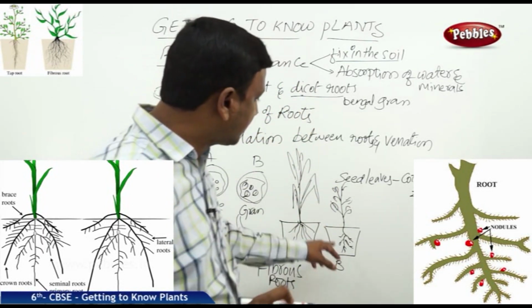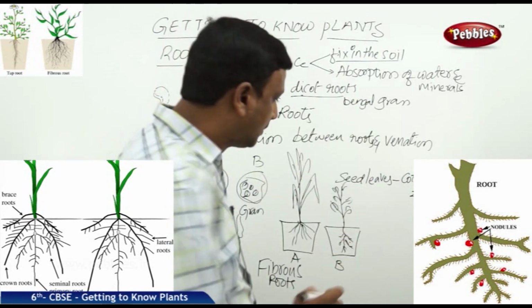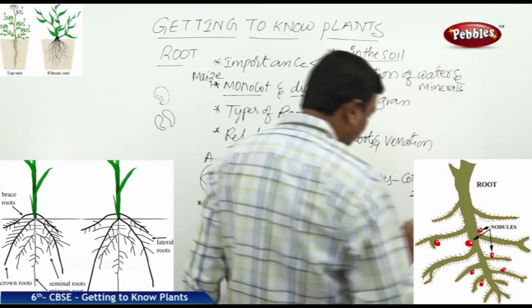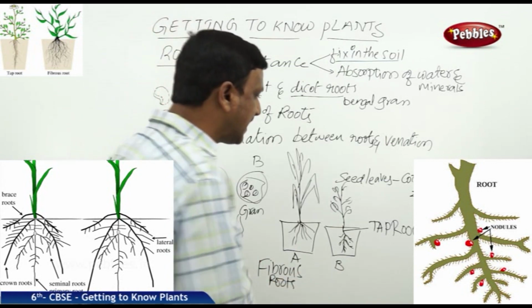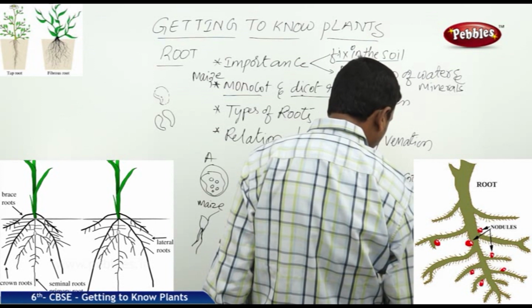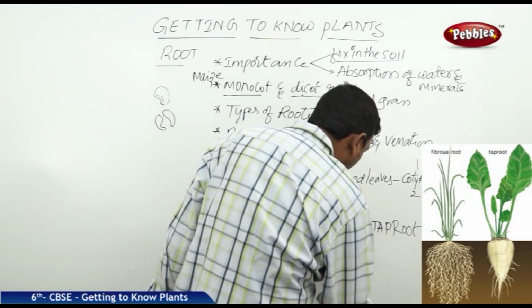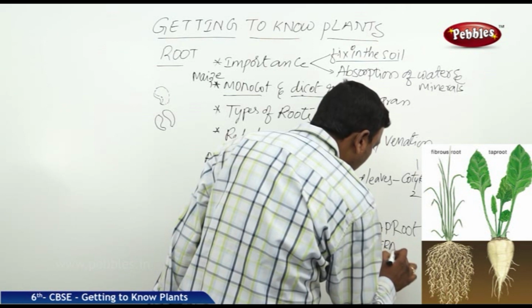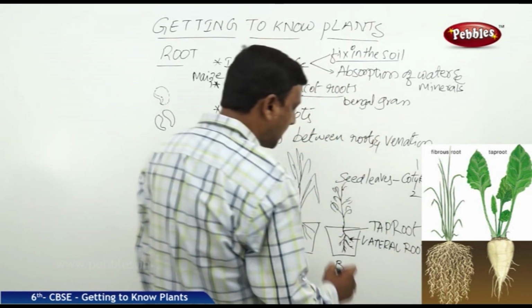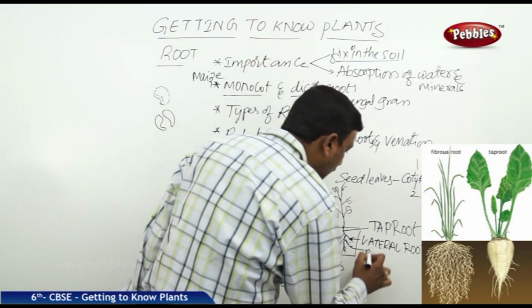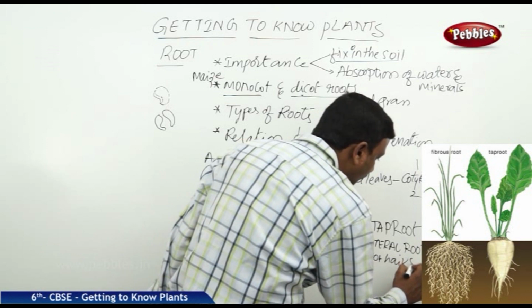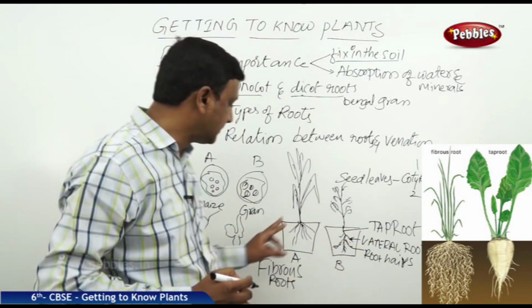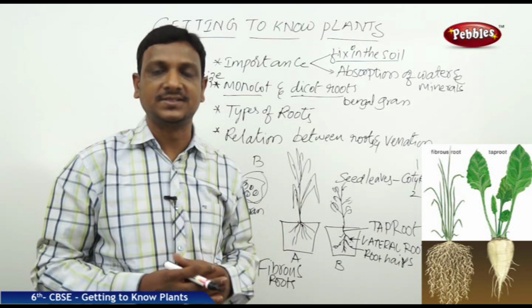Okay. Now let us look at the other case. In case of the gram, there is a main root, called the taproot. The taproot has so many root branches. The main one is called the taproot, and the other branches of the root are called lateral roots. And there are so many fine hairs, which are called root hairs. So that is the taproot system. Here it is called the fibrous root system. There is a difference.